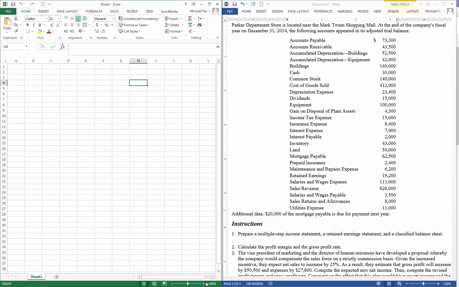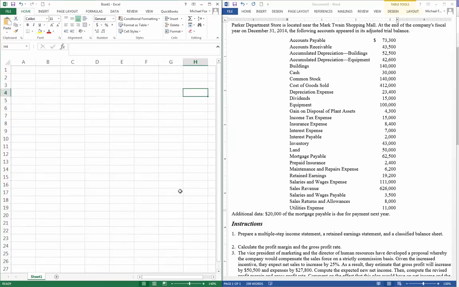Okay, so the easiest way to deal with this for me is to start by going through and just highlighting or recognizing the accounts that are going to be income statement accounts, since we're going to start with the income statement. So I'm going to look for revenue accounts.